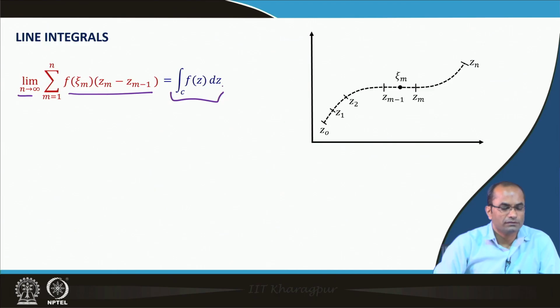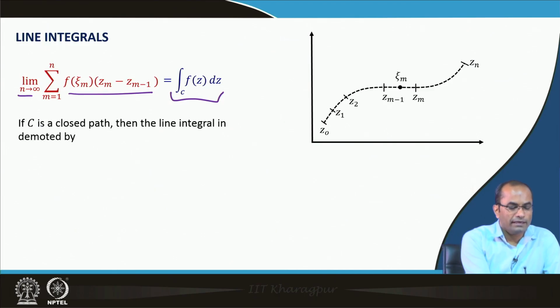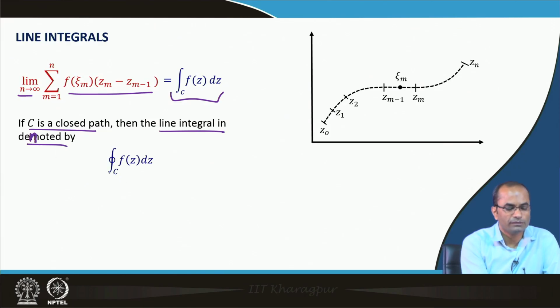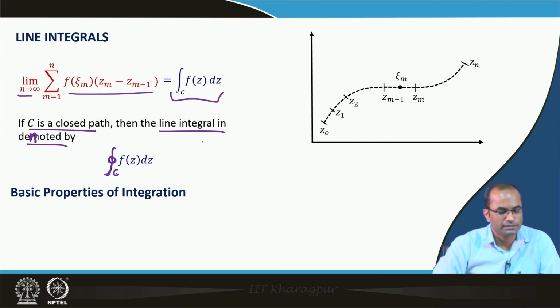This is the physical interpretation, and if C is a closed path, then this line integral will be denoted by this symbol, the line integral over the closed path C of f(z) dz.